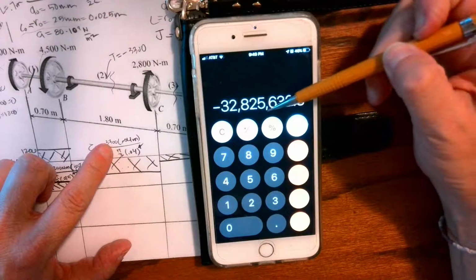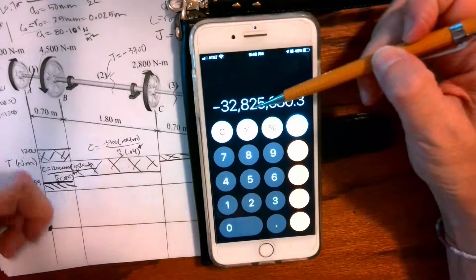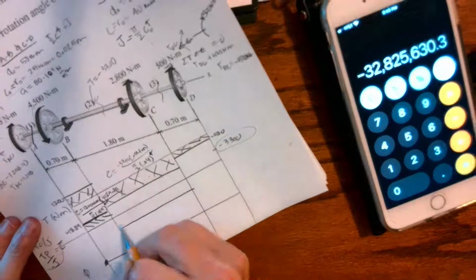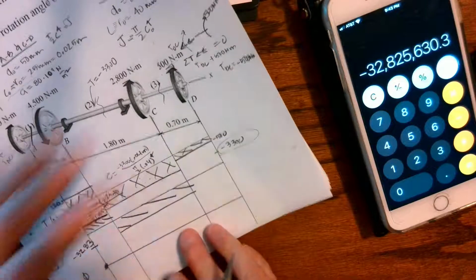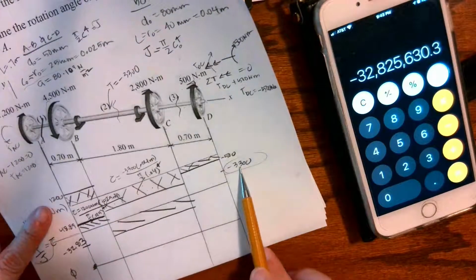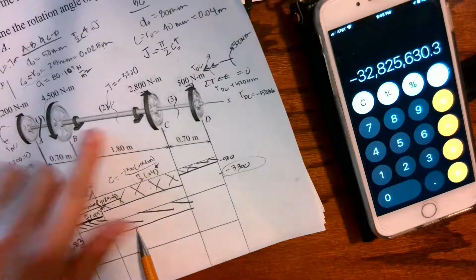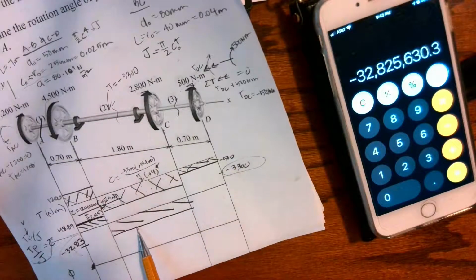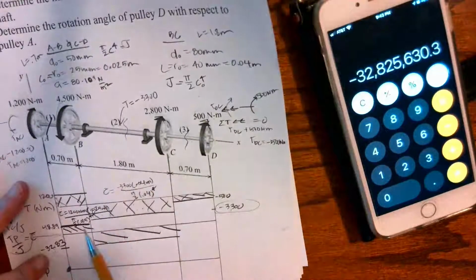So we can call that negative 32.83 megapascals. If we look, even though it has a much larger torque, 3,300 versus 1,200, our shear stress is actually smaller because we have that much larger diameter. Our shear stress is a function of our geometry. That much larger diameter is able to reduce that stress.